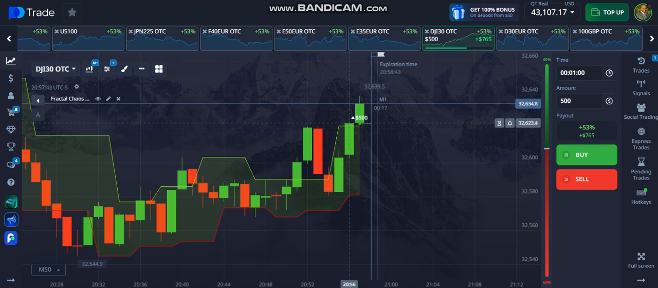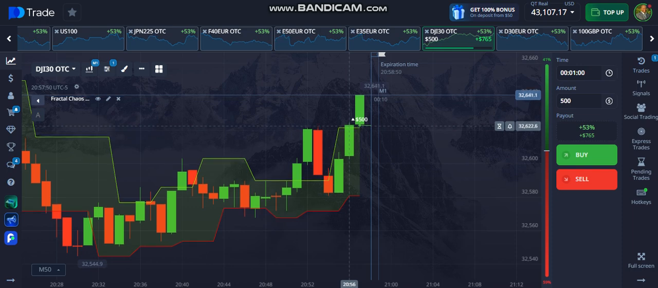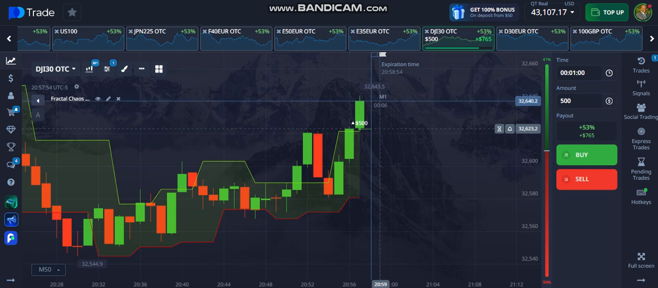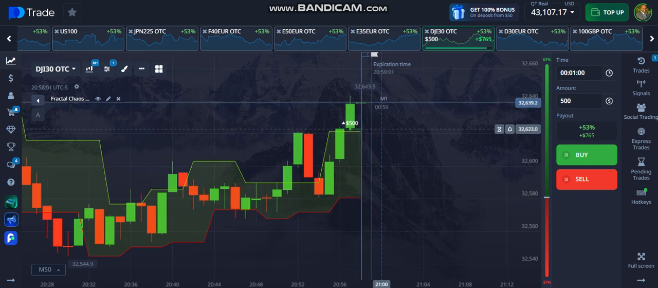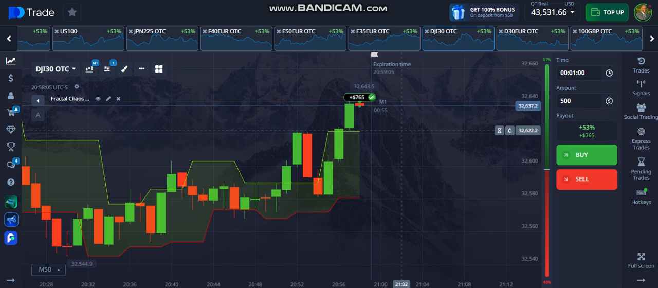It broke that level, that's a dynamic level of resistance here. And once it breaks that level of resistance, that suggests a bullish breakout to the upside here. And this is exactly what happened. So let's wait for the expiry. Okay, so we won that trade. So we had a good session here.